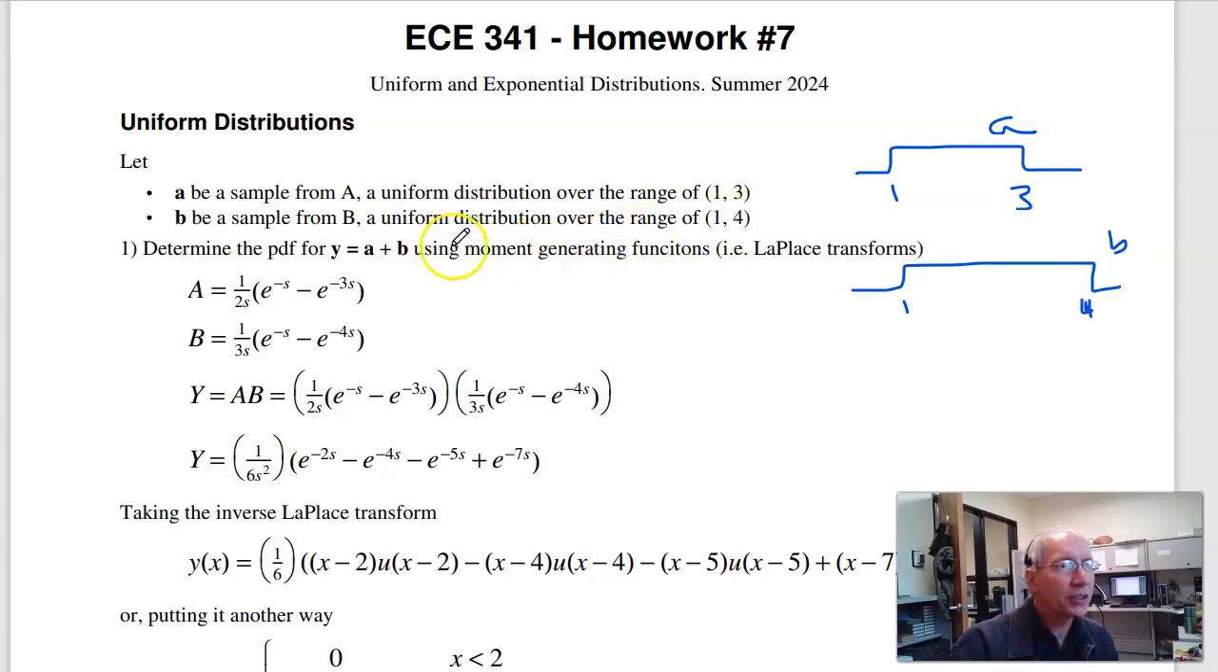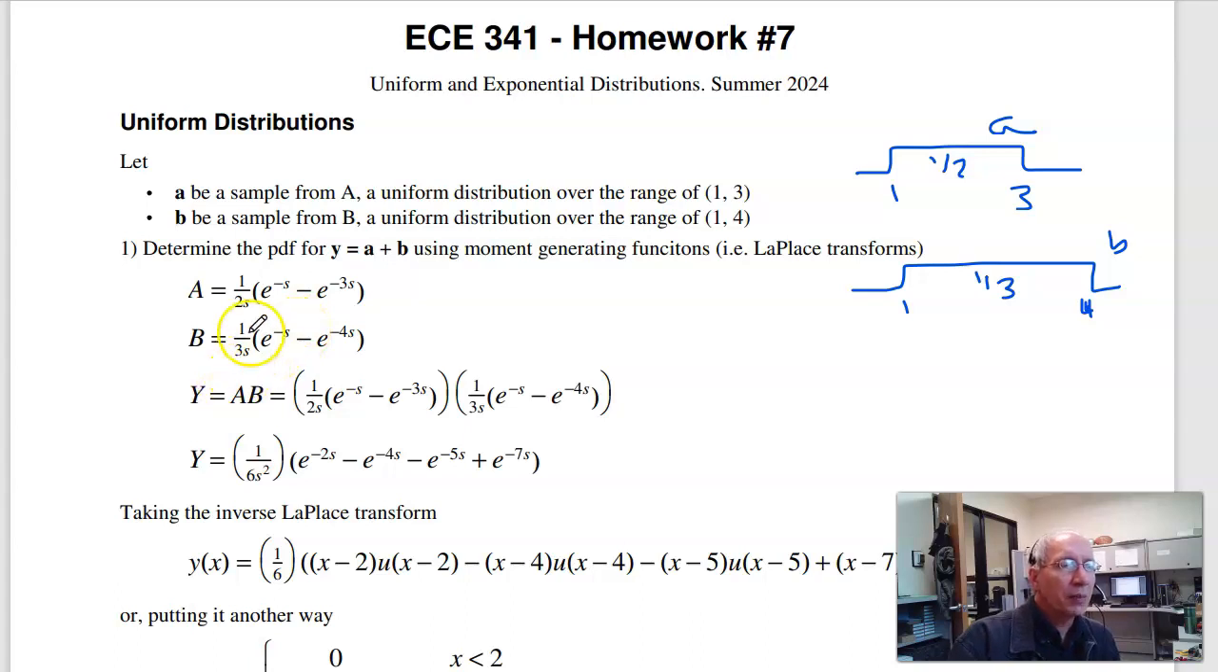So the first one's actually using Laplace transforms. Take the Laplace transform of A. This is a step, that's 1 over s, delayed by 1 second, delayed by 3 seconds. To make the area 1, this has to be 1/2 for the height. This has to be 1/3. So here's B, goes up at 1, goes down at 4. Total area is 1.